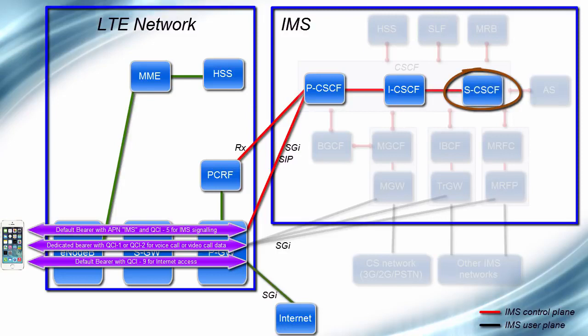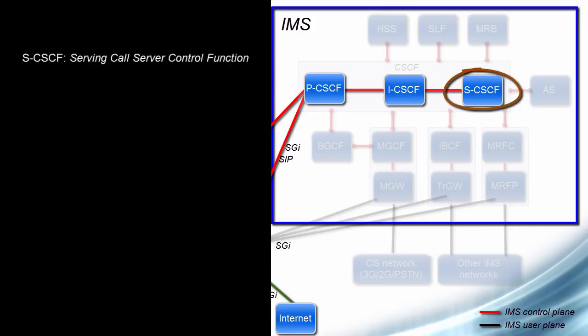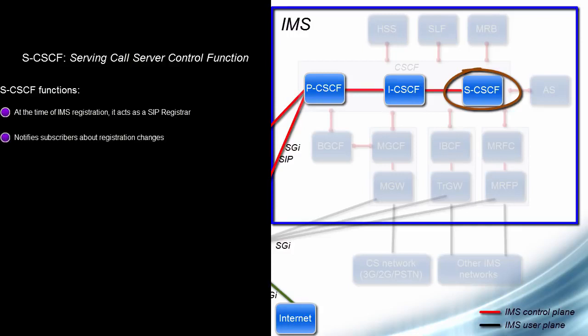Now, serving CSCF. As we discussed earlier, SCSCF is assigned to a UE at the time of registration. A serving CSCF performs the session control service for a UE. Main functions performed by the SCSCF are, at the time of IMS registration, it acts as a SIP registrar. It means SCSCF receives registration requests from the UE and makes all the required entries for this UE in the HSS. The SCSCF notifies subscribers about registration changes.